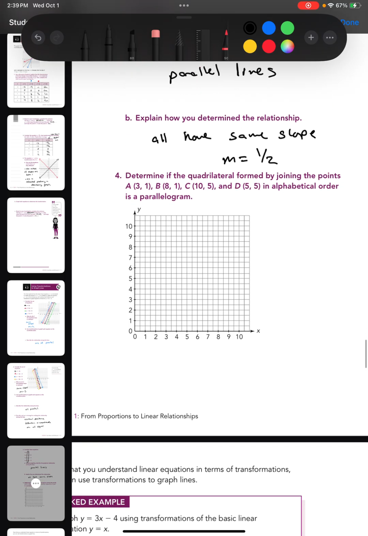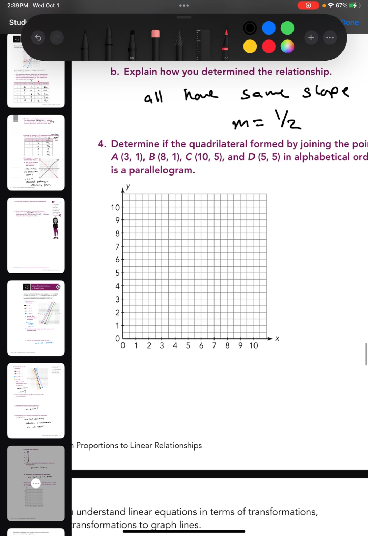So for 4, determine if the quadrilateral formed by joining the points (3, 1), (8, 1), (10, 5), and (5, 5) is a parallelogram. So let's graph those points. We got 3, 1. Nope, not there. Let's try again. 3, 1 is here. That's our A. And then we got 8, 1. That's our B. 10, 5 is C, and then 5, 5 is our D. So it looks like we do have a parallelogram.